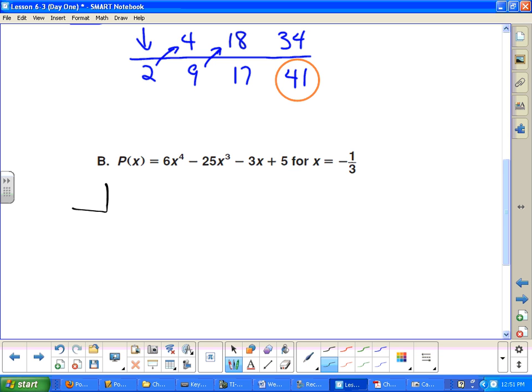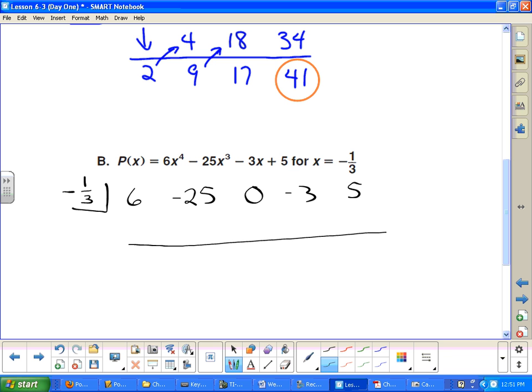So we're going to put negative 1/3 here, because it says we're using negative 1/3. It doesn't say divided by, it says we're using it. Then the coefficients. Coefficient of x to the 4th is 6. Coefficient of x cubed is negative 25. Missing x squared, right? So since there's no x squared, I have to put a 0 in for it. Negative 3, and then 5.